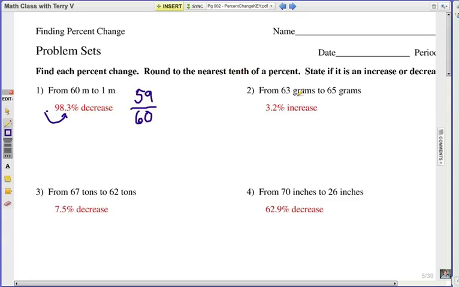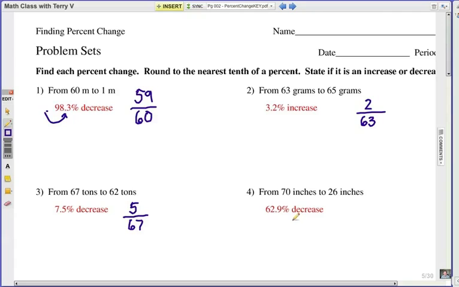Okay, number two, you're going to go from 63 to 65, so you subtract to get 2 grams. That's an increase of 2 grams out of the original 63. It's always the first amount. When you divide that out, you get a decimal, move your decimal over, 3.2% increase. Number three, from 67 to 62, here you're going down by 5, and then you're going to divide it by 67. That will be a 7.5% decrease.